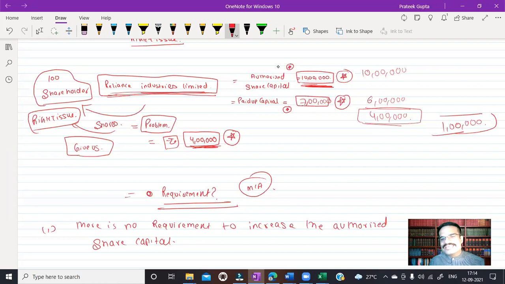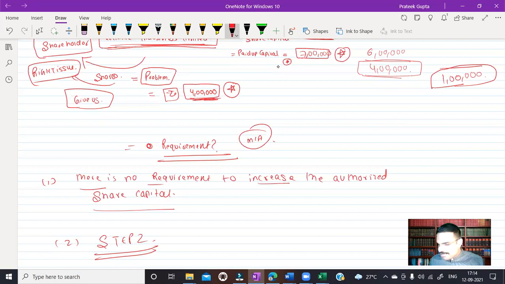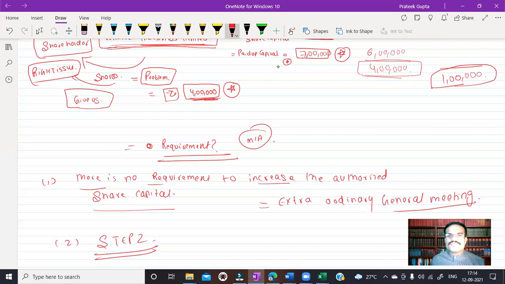Now, please try to understand the procedure. For example, if there is no requirement to increase the authorized share capital, you can go with step 2. But if there is a requirement to increase the authorized share capital, you have to conduct an extraordinary general meeting. We have to call an extraordinary general meeting. So what is this extraordinary general meeting? This is a meeting of shareholders.